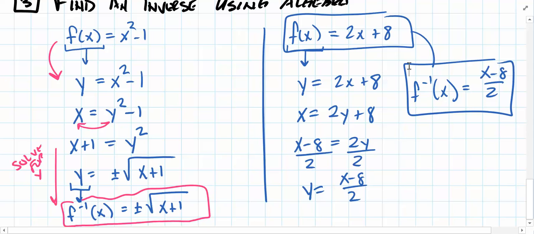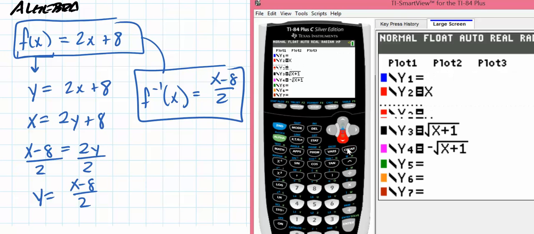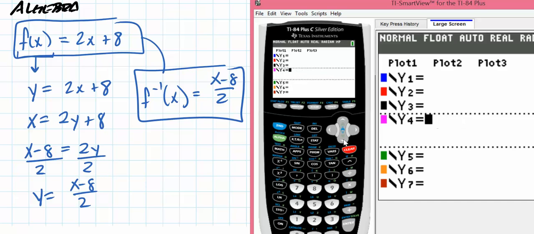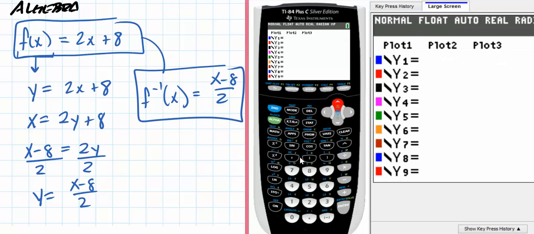Okay. Let me show you something interesting about your calculators that you might not know. Please clear everything out right now. Just push clear on everything. I'm going to punch in these two functions into my calculator. I'm going to do 2x plus 8. And then I'm also going to put in the line of reflection that we just figured out, which is y equals x. And then I'm also going to punch in this function, which is x minus 8 over 2. So I'm going to do x minus 8 and then divided by 2. Notice that I'm using parentheses for my numerator, so the calculator doesn't think it's x minus 8 then divide 2.